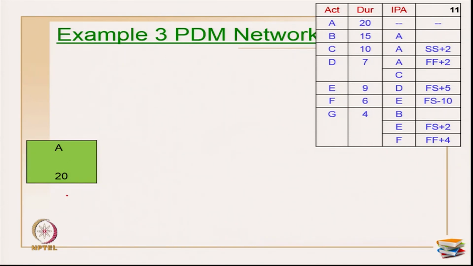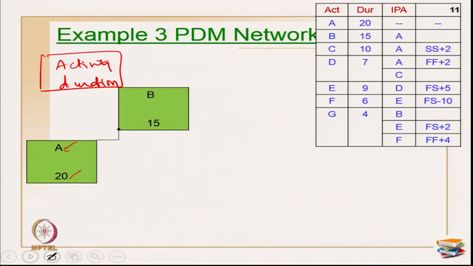Along with the network analysis, I will show you how to make use of the boxes. Right now I am only using my activity name written on the top, and the duration written in the bottom corner, okay. That is how I am representing. So this is my activity A, okay, duration is 20. Now next is activity B. I am going to use a finish start relationship, and the duration for B is 15. I am keeping it here.